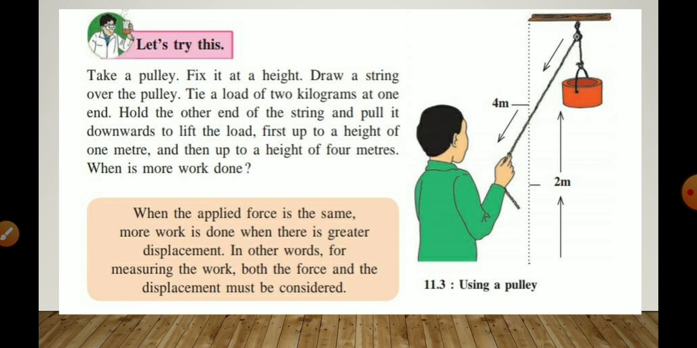2 मीटर आने तक कम एनर्जी लगता है, 4 मीटर्स लाने के लिए ज़्यादा एनर्जी लगता है, ज़्यादा वर्क, more work has been done here, more energy has been used here. Understood? When the applied force is the same, more work is done when there is a greater displacement. In other words, for measuring the work, both the force and the displacement must be considered. Understood?